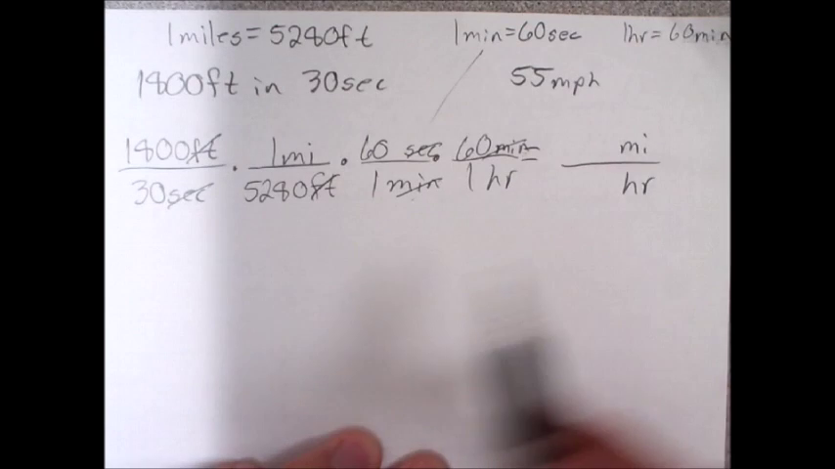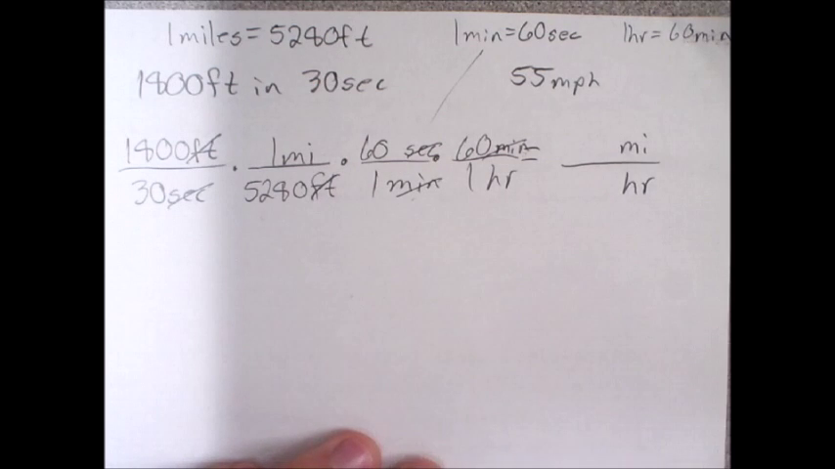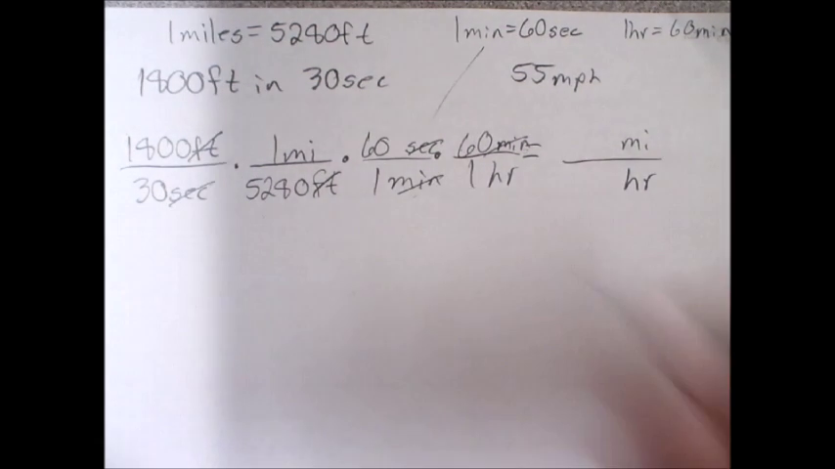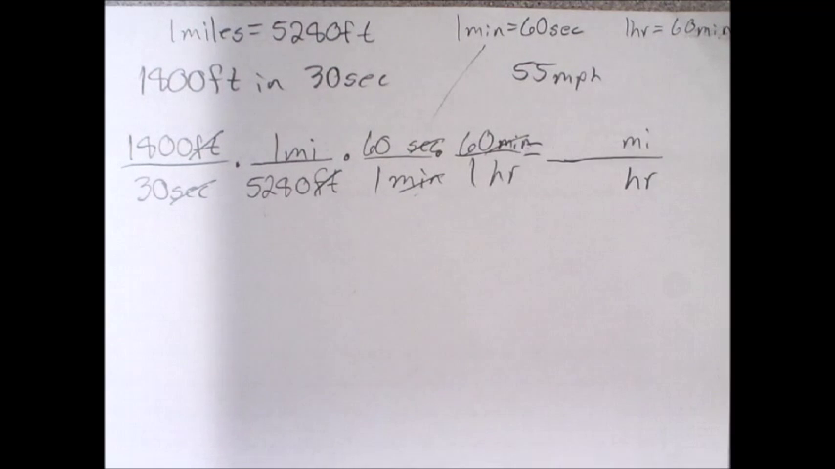Let me get that a little higher for you guys. Hour is my only unit listed on bottom. Miles is my only unit listed on top. Then I'm going to multiply that straight across. I'm going to get some ridiculously large number that's not going to make sense, and then I'm going to have to go ahead and convert that to a thing that makes sense.